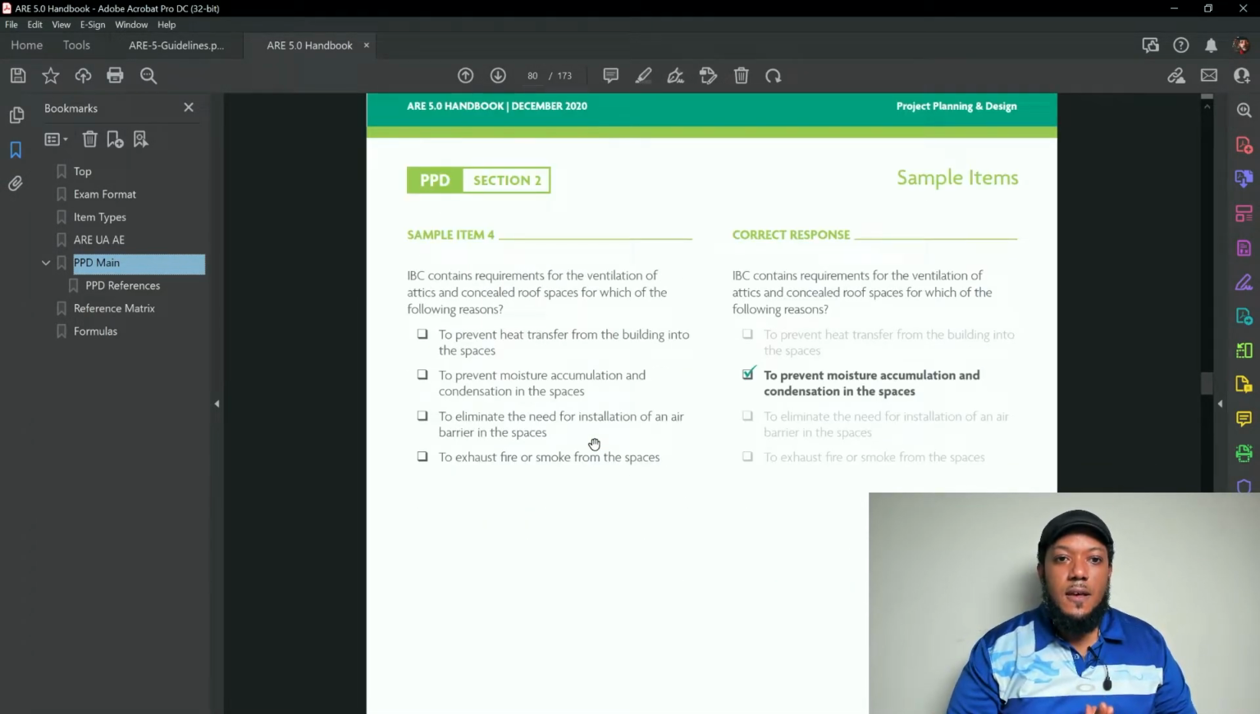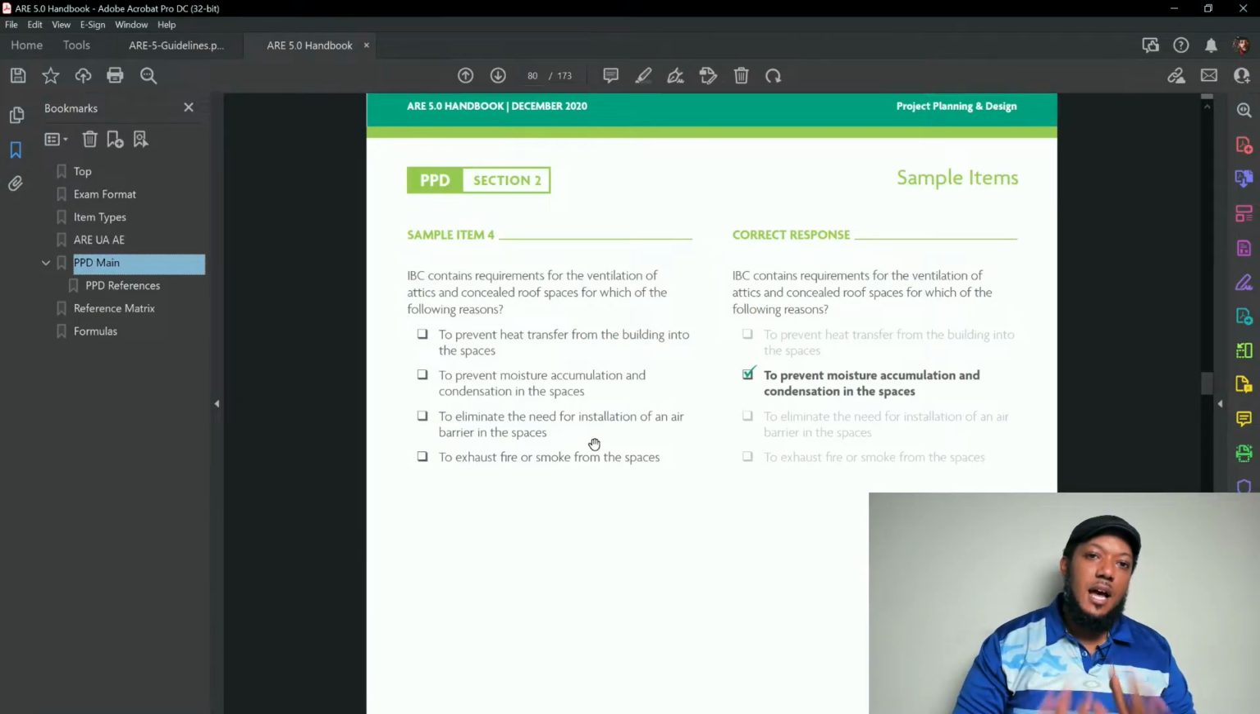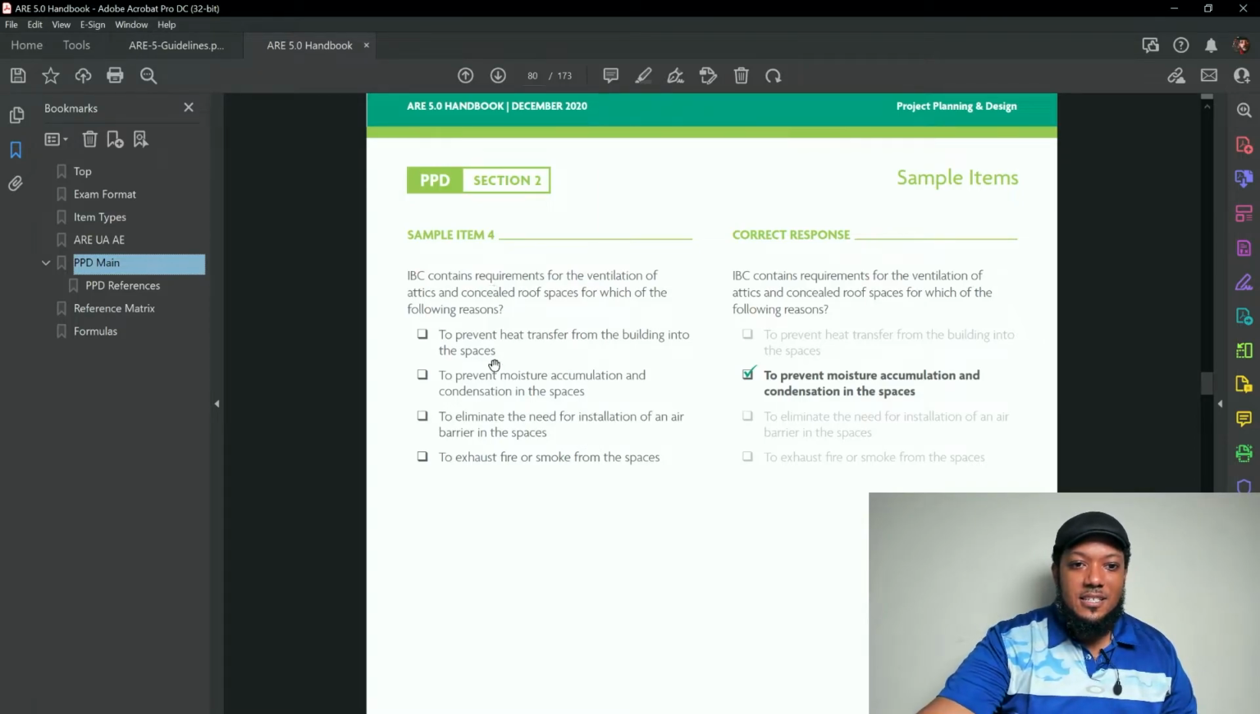This question says, IBC contains requirements for ventilation of attics and concealed roof spaces for which of the following reasons? So this is a logic question, right? It's like saying, what's important about it? The idea is, if you see the really important thing for a licensed architect to know about the health, safety, and welfare of the public, how am I going to find out the healthy option for the place? And right now, the idea is, is it going to prevent, eliminate, or exhaust? Obviously it's not exhaust. It's a different function.